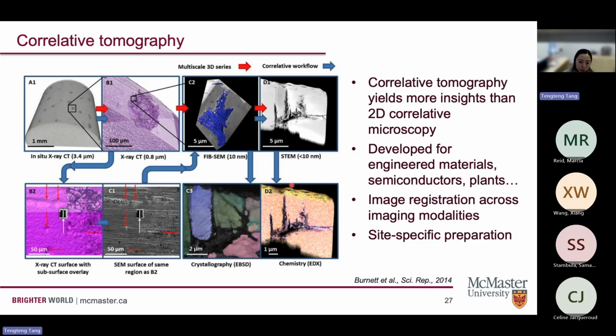In the past few years, some studies have been done in terms of 3D correlative tomography, but it was mostly geared towards engineered materials, semiconductors, or even implants. And I wouldn't say there are any studies that have been done so far targeted towards biological tissues. So the major challenge in 3D correlative tomography is to first establish a proper image registration process across different imaging modalities that can help us to perform site-specific preparation of the sample.